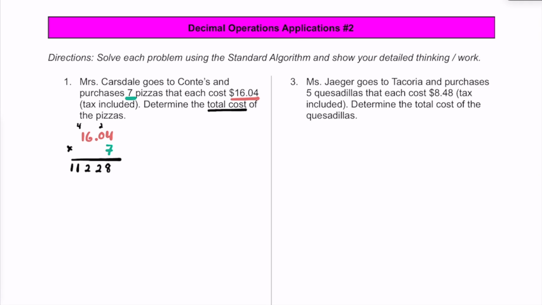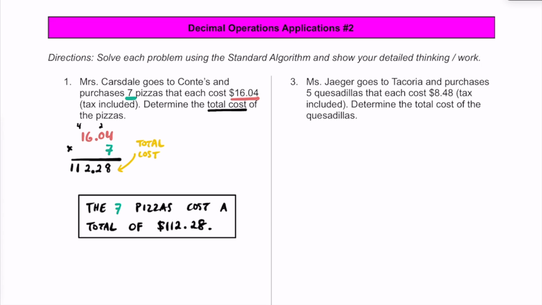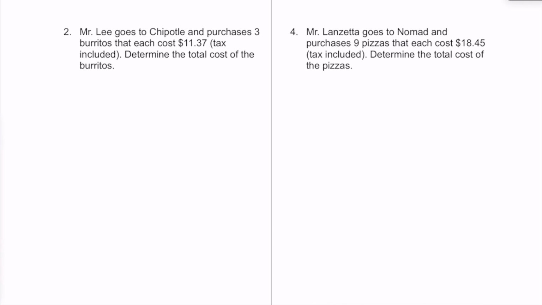Now we made the 16.04 100 times bigger, so the product here has to be 100 times smaller. This right here would be the total cost. So we can conclude that the 7 pizzas are going to cost a total of $112.28. Let's try another one together.